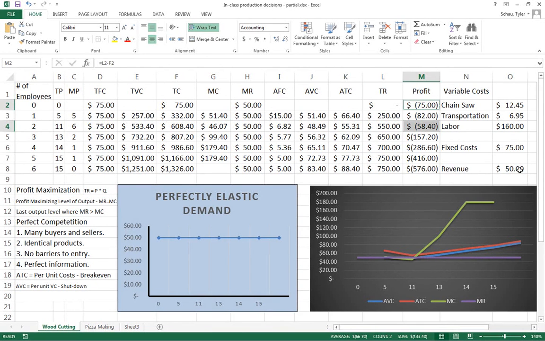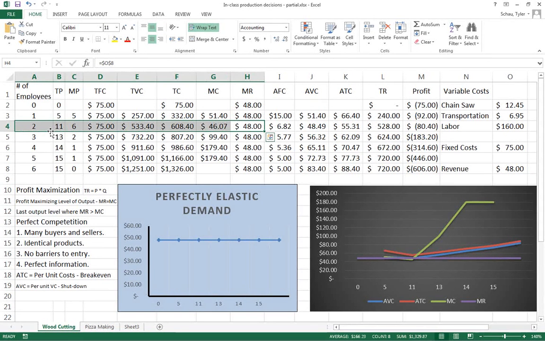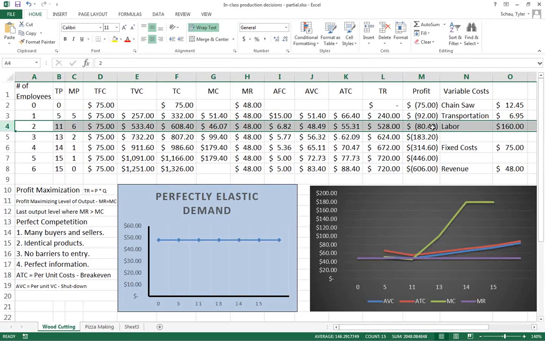Okay. Now take this below that, take it down to $48. And now notice $48, remember, marginal revenue equals marginal cost, still tells me I should produce at 11 units of output, 11 cords of firewood, 2 employees, because that's where marginal revenue is greater than marginal cost. But since it is lower than this average variable cost of $48.49, I'm going to shut down, because I would rather come up here and lose $75 per day than produce at this level and lose $80 per day.